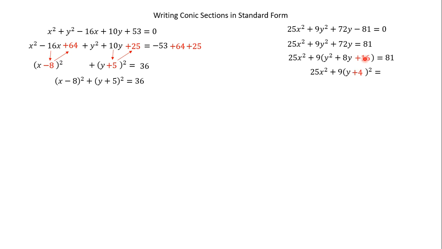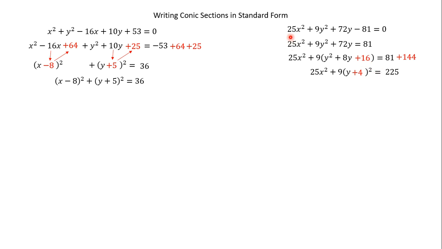If we add 16 right here, what do we have to add to the other side? No, it's not 16. Look back at this side of the equation. What did we actually just add to this equation? We didn't add 16. We added 16 times 9. And so we have to add 16 times 9 to the other side. And 16 times 9 is 144. So we have 81 plus 144, which is 225. Well, we're almost there. That's the completing the square step.